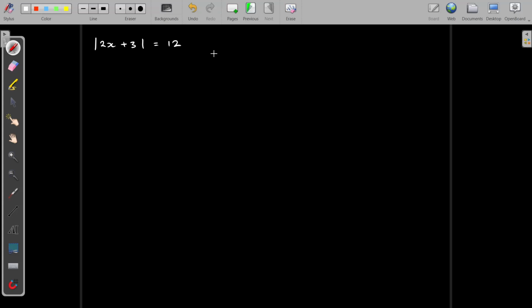So what we can do now is either we're going to square both sides, or we're going to take the negatives of the left hand side. So which one do you want us to do? Square both sides. Alright, so let's square both sides.